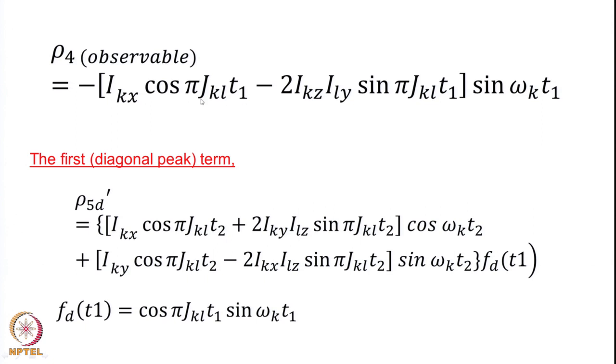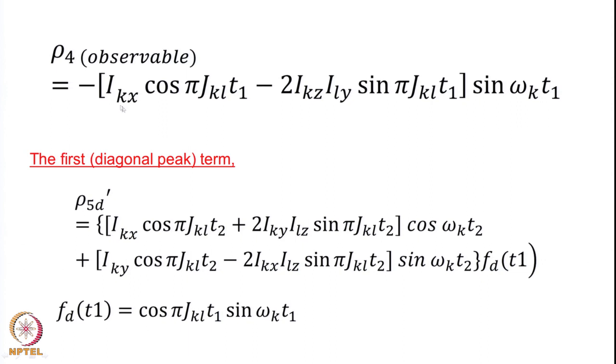We calculated the density operator at point 4, and that is rho 4. It has two terms: IKX cosine pi JKL T1 minus 2 IKZ ILY sine pi JKL T1 sine omega k T1. This is the X magnetization of the K spin, and here is the Y magnetization of the L spin, which is antiphase with respect to K. Here it is the in-phase magnetization of the K spin, and this is the antiphase magnetization of the L spin, and this is responsible for the cross peak, because in the evolution period, the T1 period, the K spin was evolving with its characteristic frequency omega k, and that appears as sine omega k T1 here. Eventually, during the T2 period, this will evolve with the frequency of L and this will evolve with the frequency of K.